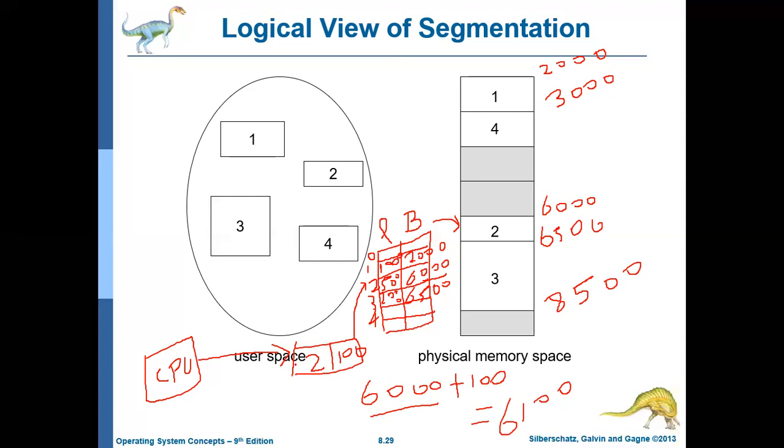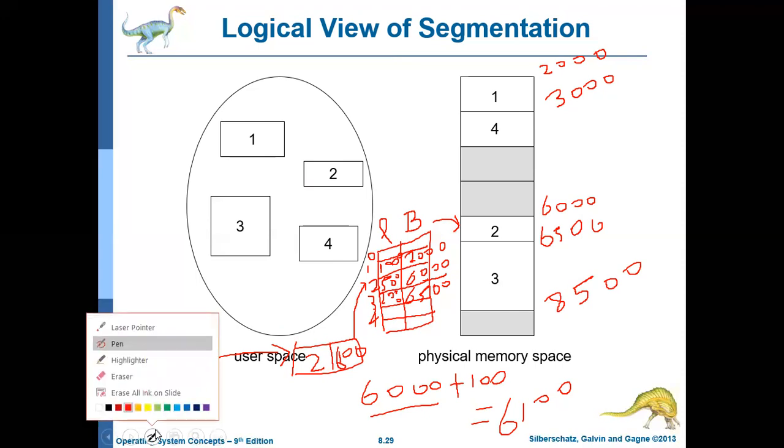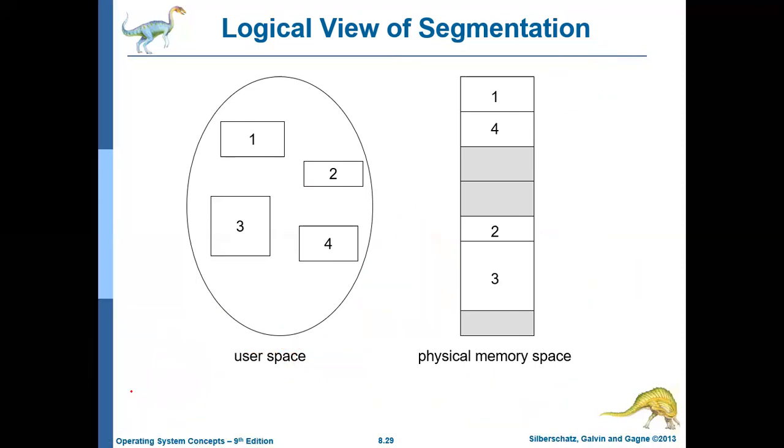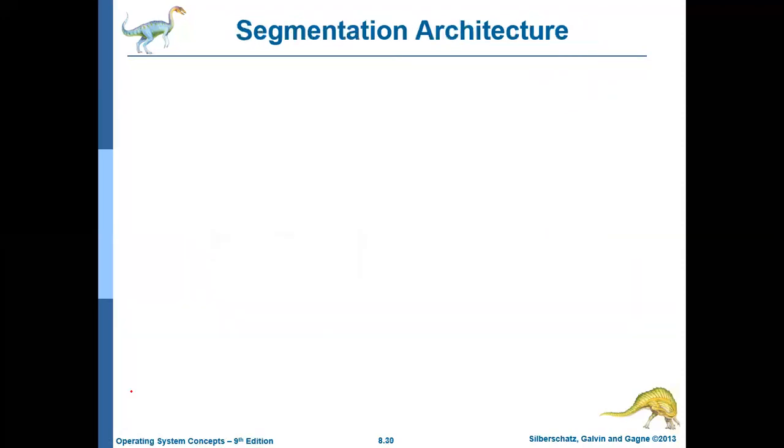Suppose the offset is greater than limit. Suppose instead of 100, it is 600 here. Then it checks and finds the offset is greater than limit, and it will create a trap. A trap is a hardware interrupt, right? So this is the whole process of segmentation.